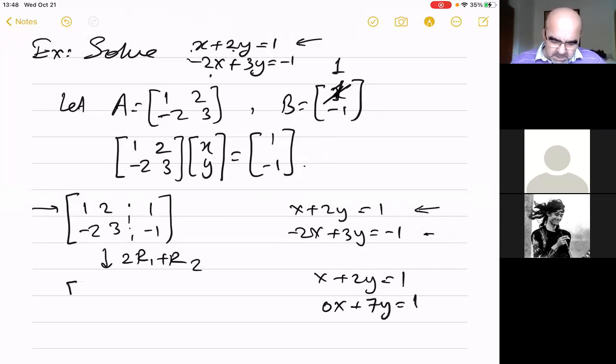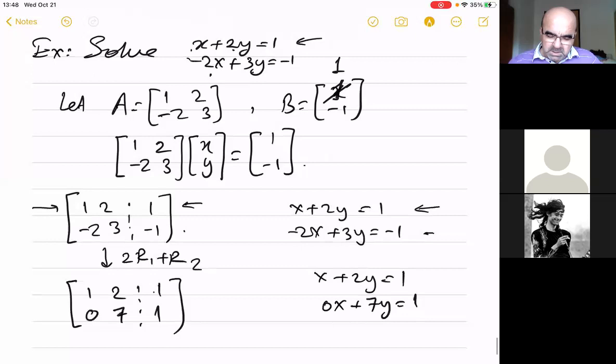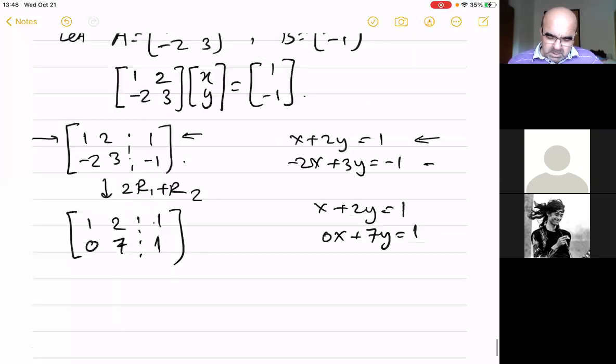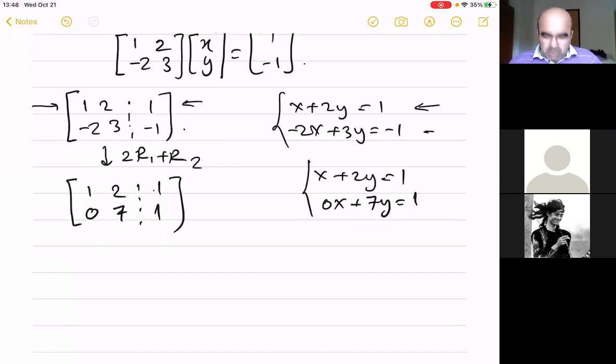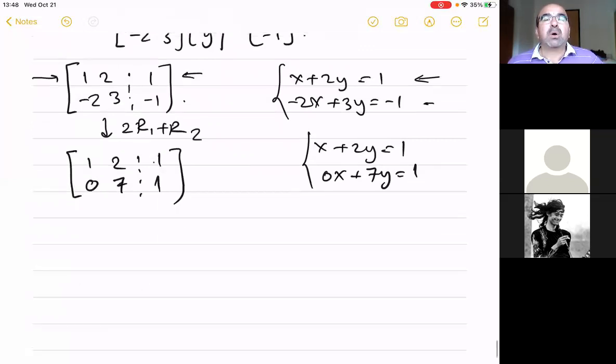This is exactly the same thing as the first row staying the same, and the second row becomes 0, 7, 1: you multiply the first row by 2 and add it to the second row, and you get 1. So this matrix corresponds to that system. Now you can solve that system, of course, but let's continue with this.